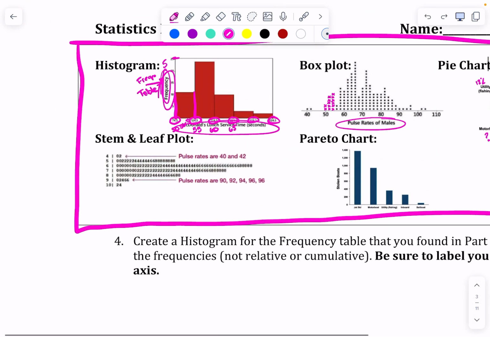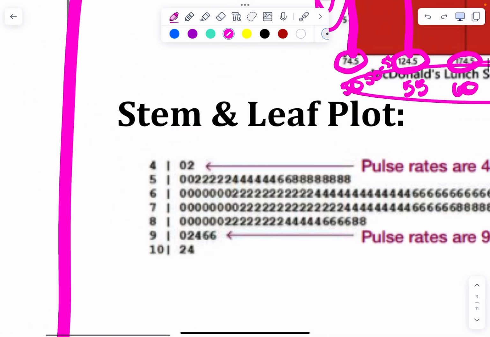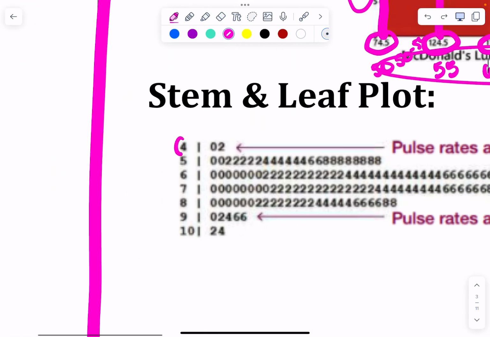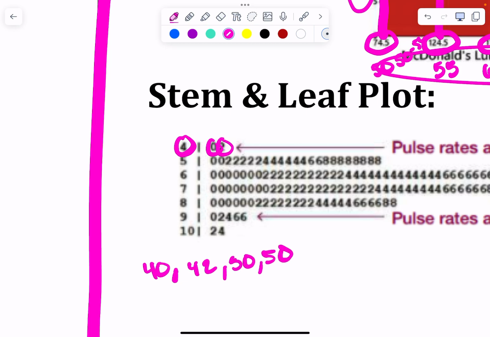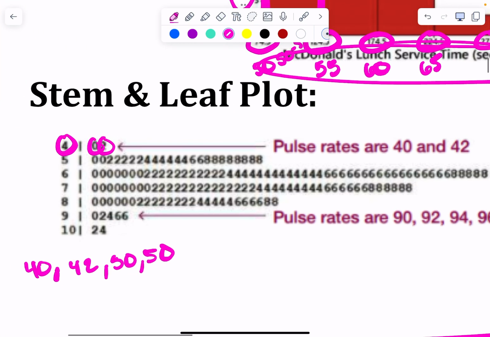Whatever. Okay, stem and leaf plot. Do you know what a stem and leaf plot is? This would be like the number 40. Then I have the number 42. How many 50s do I have? 2, I have a 50 and a 50. That's how that works. Stem and leaf plot.